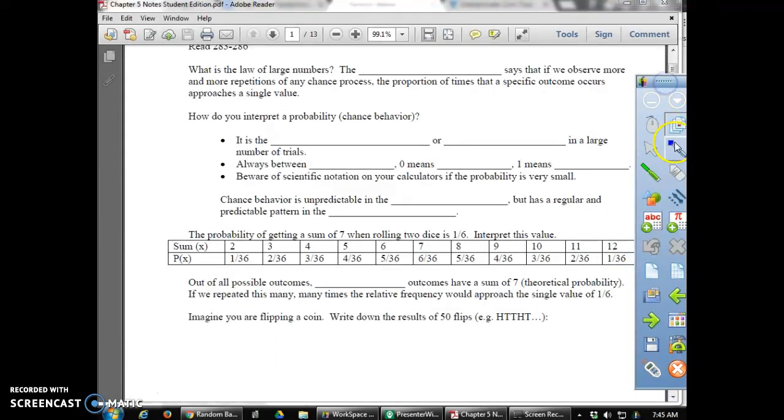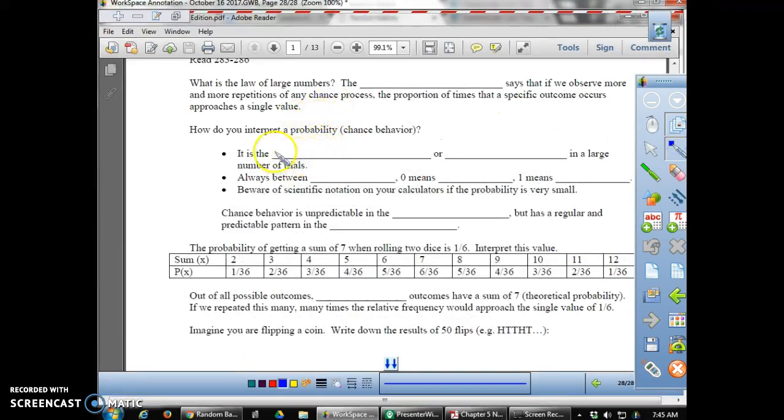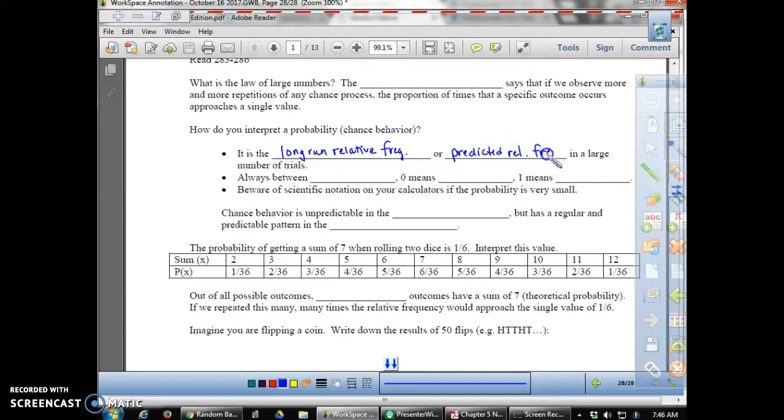How do you interpret a probability? It is the long run relative frequency, or sometimes referred to as the predicted relative frequency, in a large number of trials. It's always between 0 and 1. 0 means impossible, and 1 means certain.